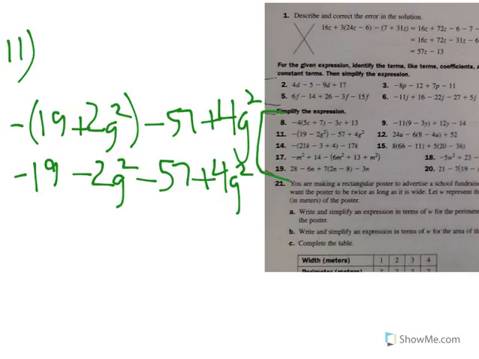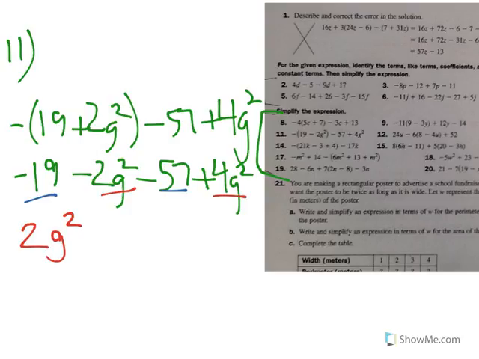So now we're going to do our like terms and unlike terms thing here. This is a like term, this is a like term, so I can do something with those. So negative 2 plus 4, and all I'm looking at is the coefficient, the number in front. So negative 2 plus 4 is just going to be 2g squared.